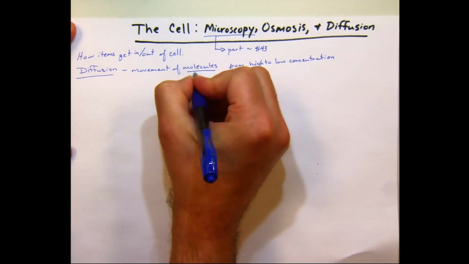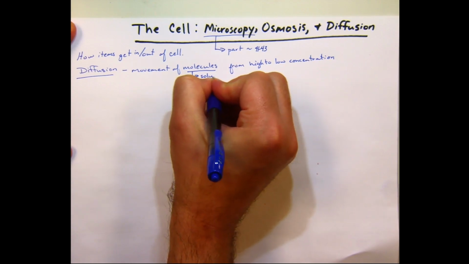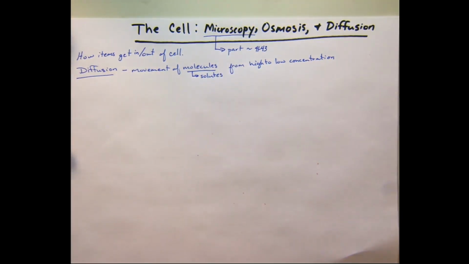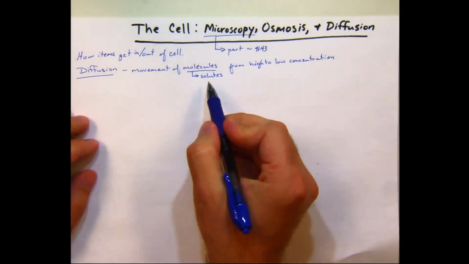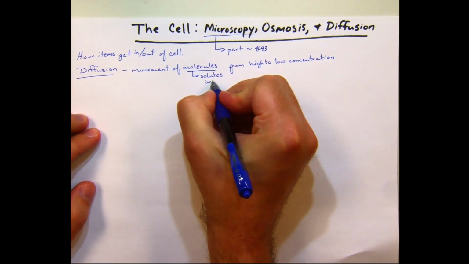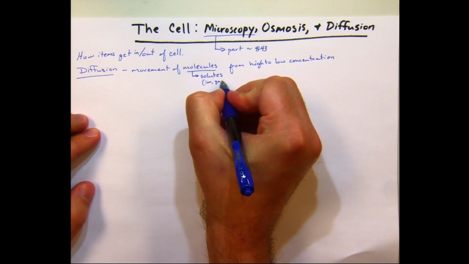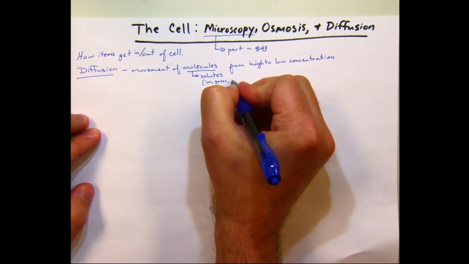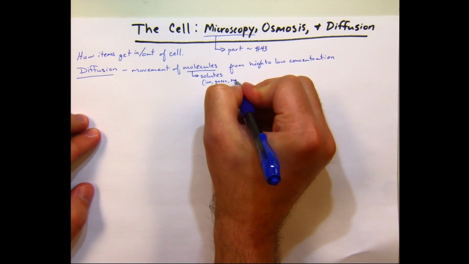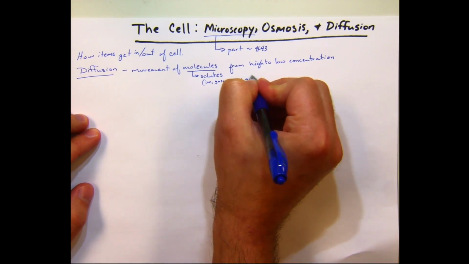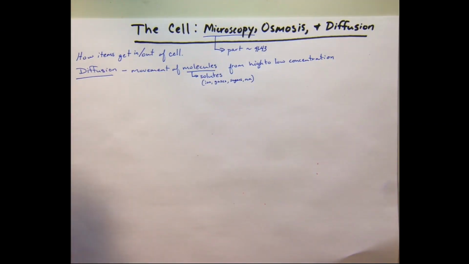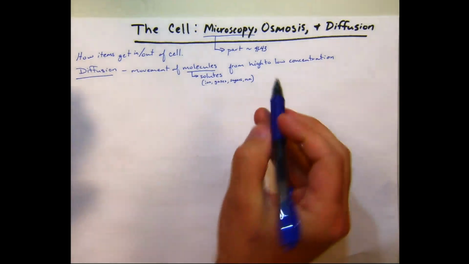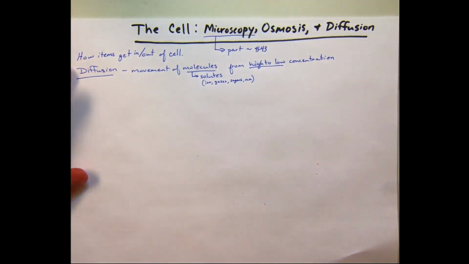When we discuss molecules, we're talking about solutes. Solutes can be ions, gases, little molecules of sugars, amino acids, and so on. Usually ions are not molecules, so the movement of solutes would probably be a better word, but they both work for what we're dealing with today. And the big thing is we're going from a high to a low concentration.